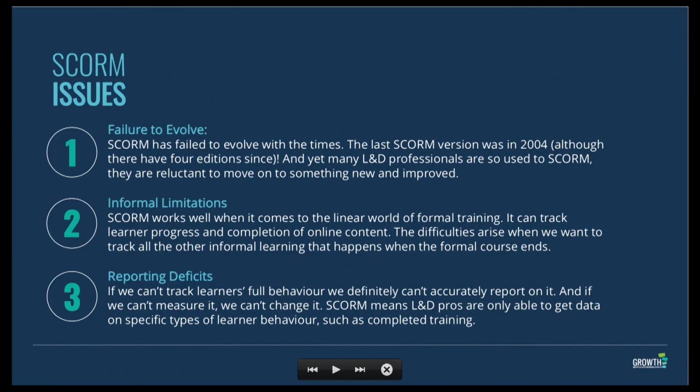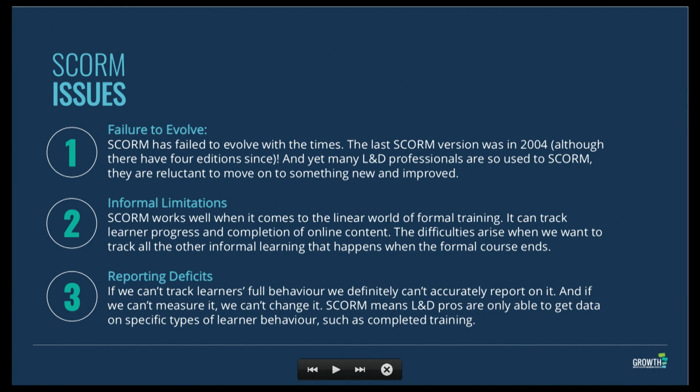However, there are some issues with SCORM, yeah? So although they're still relevant today as they always have been, one of the issues is that SCORM in its entirety has failed to evolve, okay? So SCORM can only report on things that are inside the learning management platform or inside the learning technologies environment, okay? So L&D professionals are looking to track more than what is just on the learning management system, and SCORM kind of fails to do that.